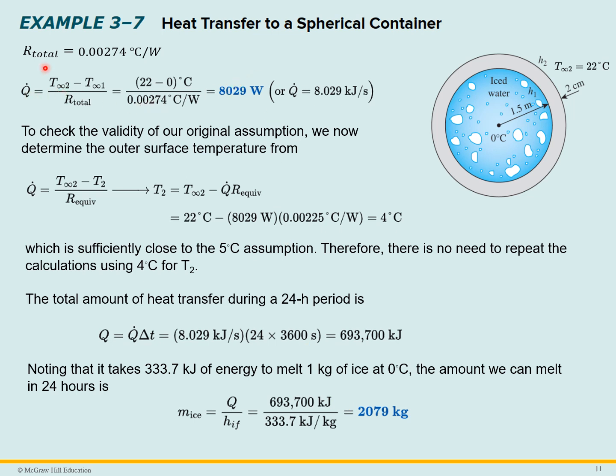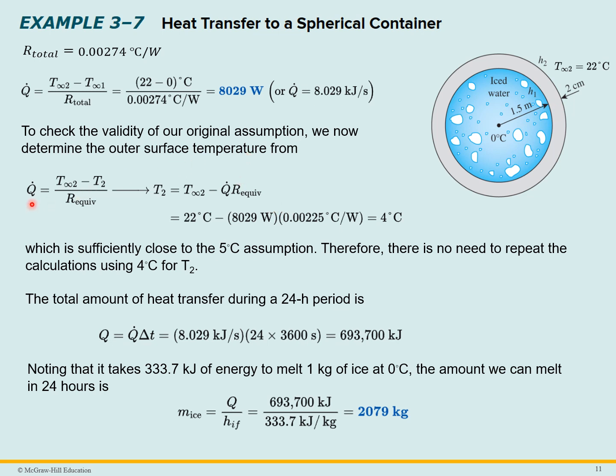So having known that, we got our R value, we can calculate Q dot. It's T infinity 2 minus T infinity 1, divided by the total resistance. T infinity 2 is our 22 degrees C. T infinity 1 is our 0 degrees C. So it turns out it's 8,029 watts.